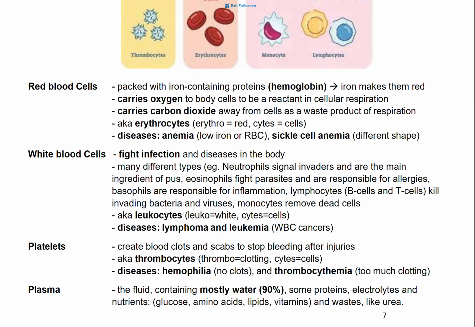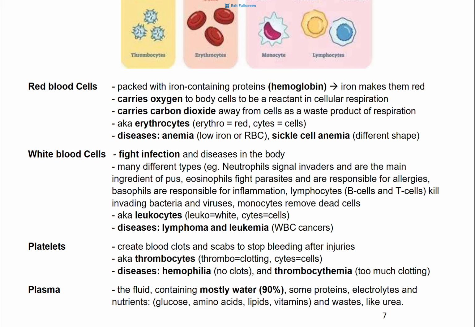Platelets are little teeny tiny blood cells. Compared to them, the white blood cells are the biggest, the red blood cells are a little bit smaller, but the platelets are usually very, very tiny, and they're like little Band-Aids, right? So they create blood clots and scabs, and they stop the bleeding after the injury.